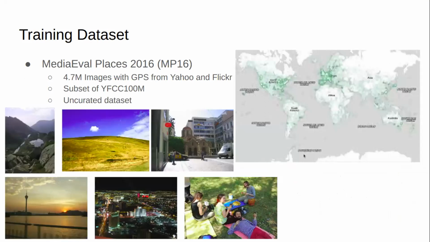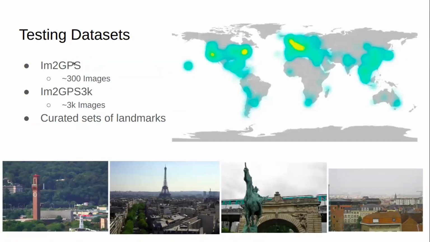For training, we use the MediaEval Placing Task 2016 dataset, commonly called MP16. It's around 5 million images with GPS coordinates from Yahoo and Flickr. It's a subset of YFCC100M, and it's uncurated. And here we can see the distribution of that dataset. For testing datasets, we use IM2GPS, which is about 300 images, and IM2GPS3K. These are curated datasets of landmarks, which we see at the bottom. And then we can also see the distribution here of these testing sets. It's mostly located in North America and Europe, with some images in Eastern Asia.